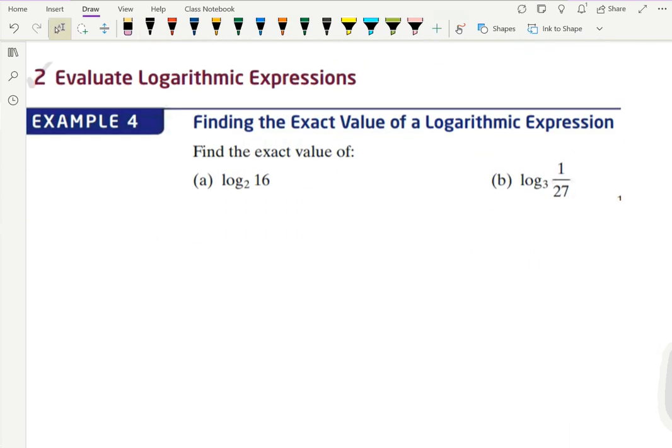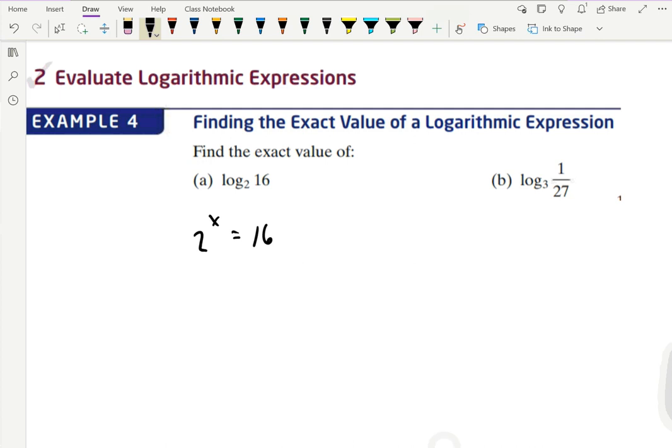We can evaluate logarithmic expressions. Let's find the exact value of these items. So we have log of 16 base 2. What we're asking here is, 2 to some power, let's call this x, has to end up being 16. That's the thing that we're trying to find. We've got to figure out, what power is that?